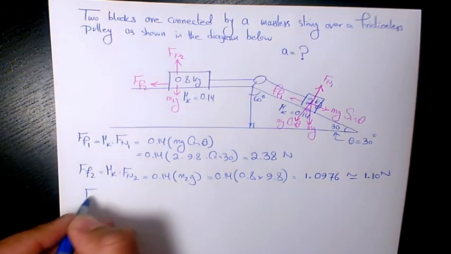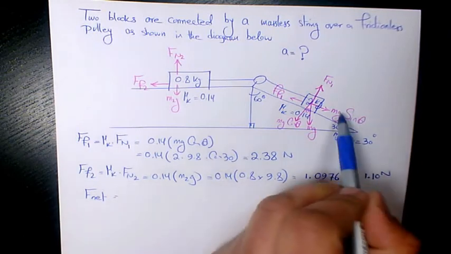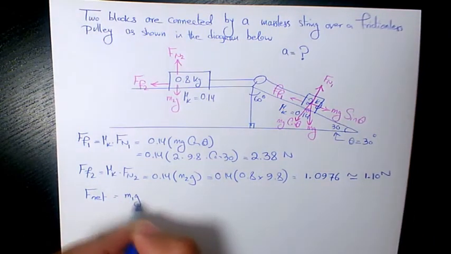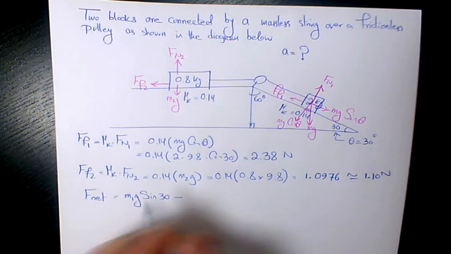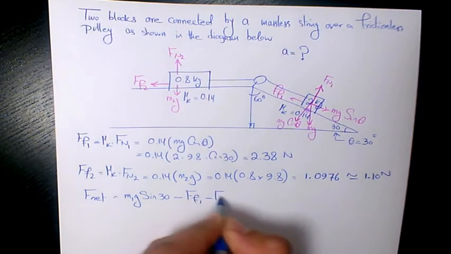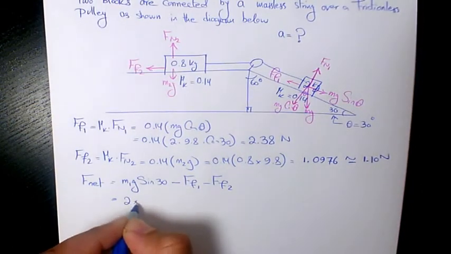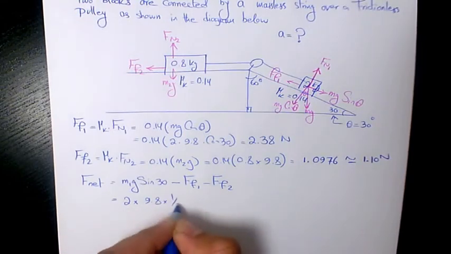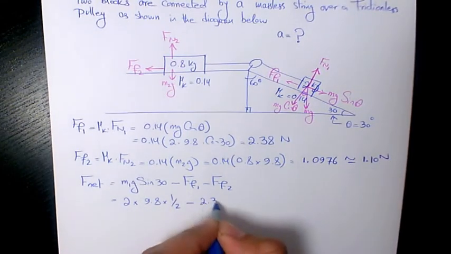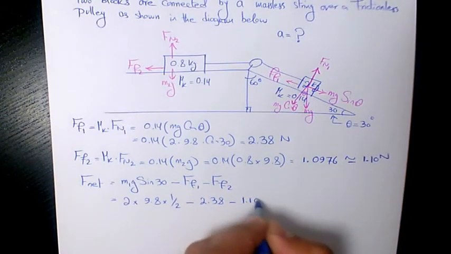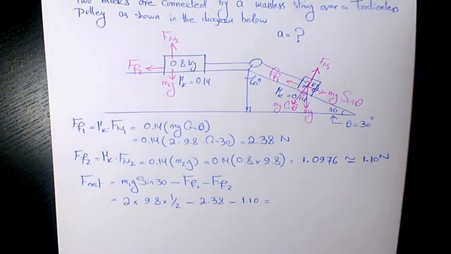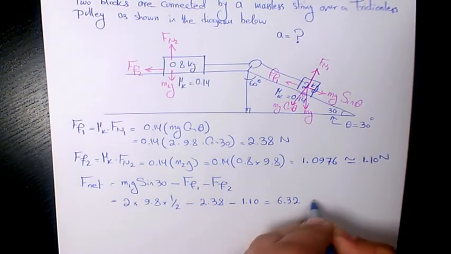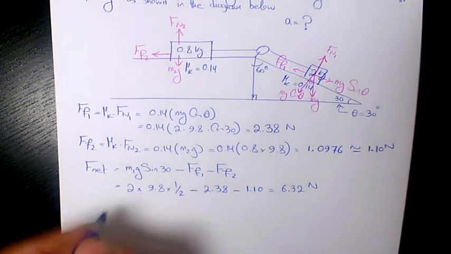So the net force will be m1g sine 30 minus F of F1 minus F of F2, which will be 2 times 9.8 times 1 over 2 minus 2.38 minus 1.10. So that will be 9.8 minus 2.38 minus 1.10, that will be 6.32 Newton. So that's the F net.